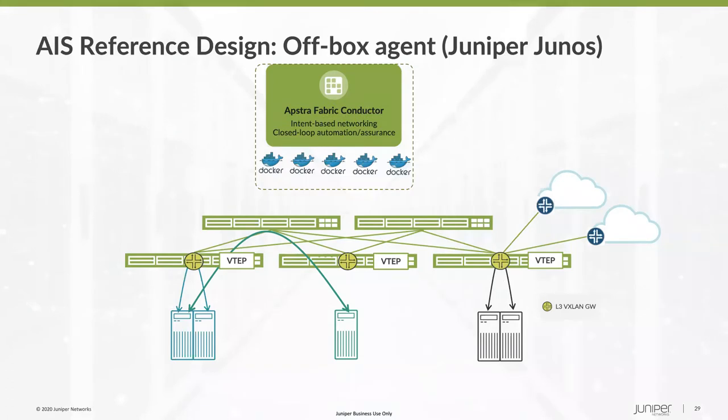What's good to understand is how the communication is done from Apstra into each and every device. Well, for Junos-based devices, we have a container, a Docker container, dedicated for each and every device. So in this case, we have five containers. Each container is dedicated to a specific device. And we do NETCONF over SSH to send out the configuration and also to retrieve any telemetry from the devices into Apstra for the day two operations.